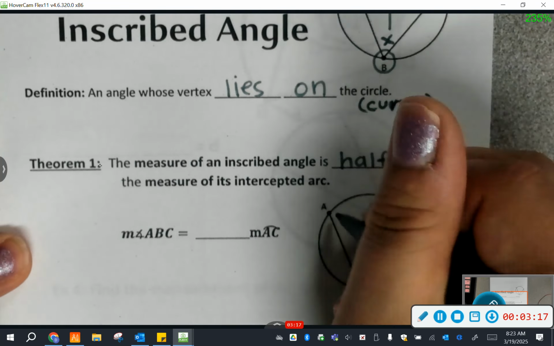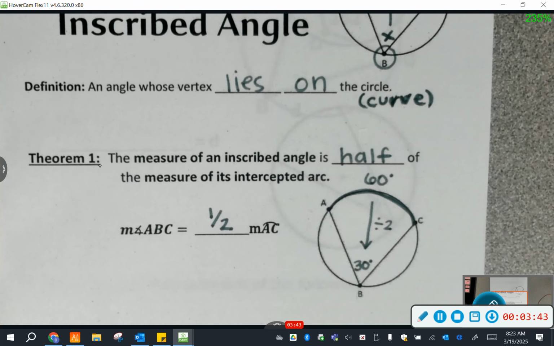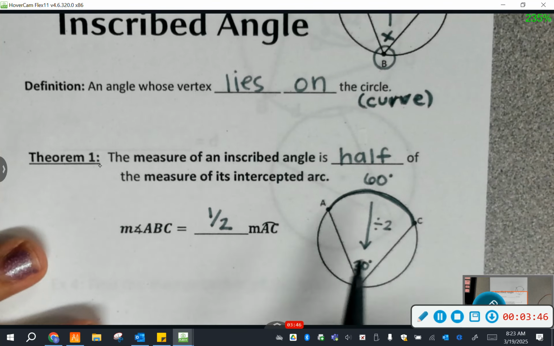So if I were to say this arc was 60 degrees, what is this angle going to be? Divide it by 2 and I get 30. So the angle is half of the arc. Will this work every time? Every single time. You just have to remember which one is which, whether you're multiplying or dividing. The way I remember is, don't you agree this arc is bigger than that little angle? So that should always be the bigger number.